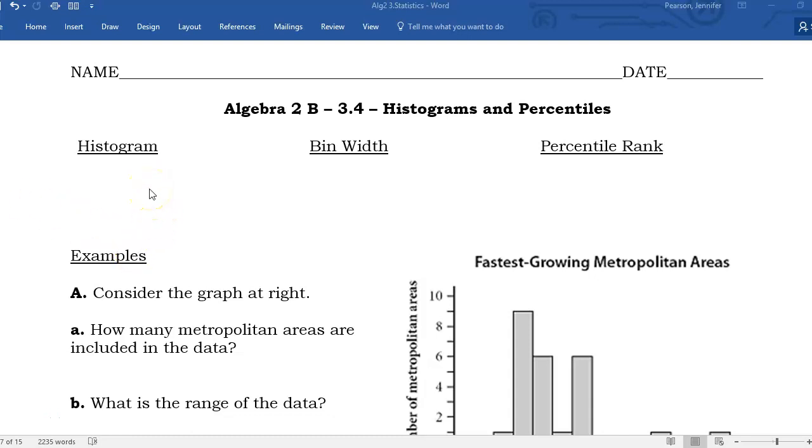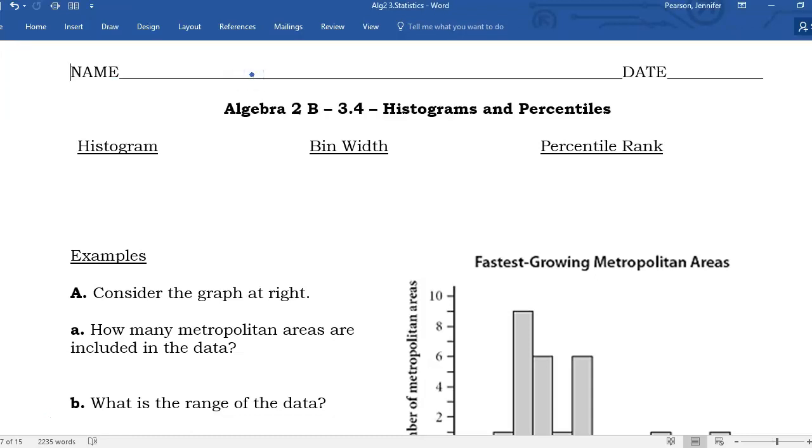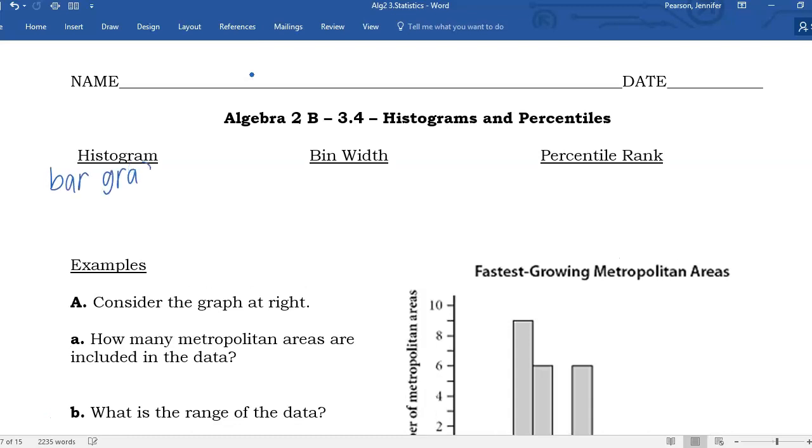Okay, so a histogram, it's like a bar graph. It looks like a bar graph, but instead of displaying categorical data or discrete data, like a true bar graph, histograms display continuous data. And it does that by using a range or an interval.